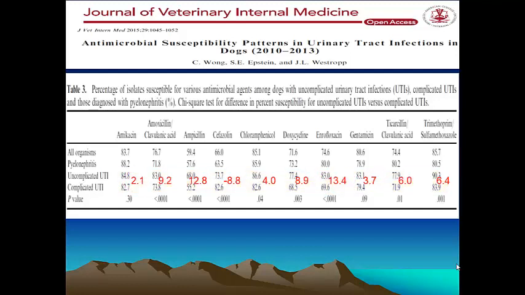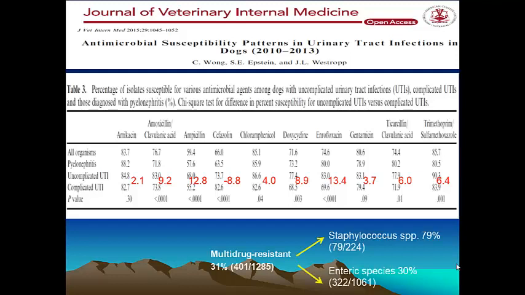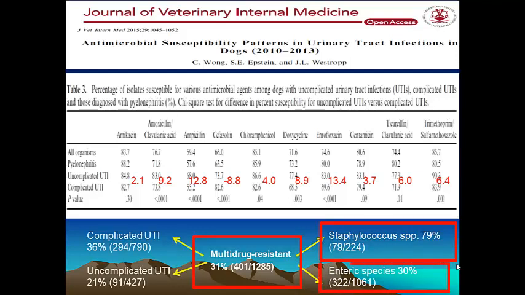And another important finding, which is not shown here, is that the proportion of isolates that were multi-drug resistant was very high, about 31%, and of those, 79% were Staphylococcus and 30% were enteric species. And again, the proportion of multi-drug isolates from dogs with complicated was higher, 36%, compared with those isolates that were from uncomplicated infection.